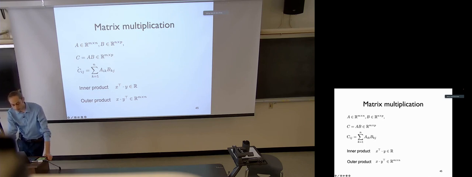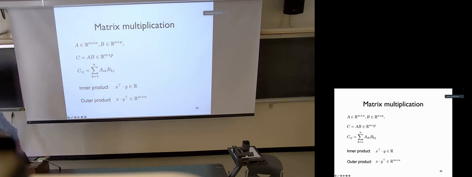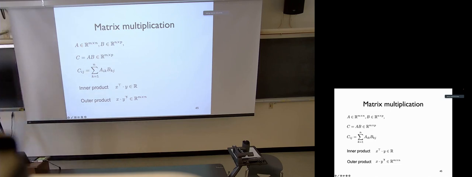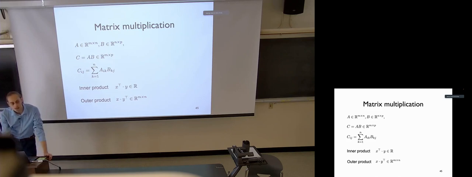And the resulting matrix, when we multiply them, A times B, will be an R^(m×p) matrix. So this will be this m and this p, and n is basically canceled out in the summation. And we have inner products and outer products. I won't go too deep into this, but I'm showing them so you can read them at home.